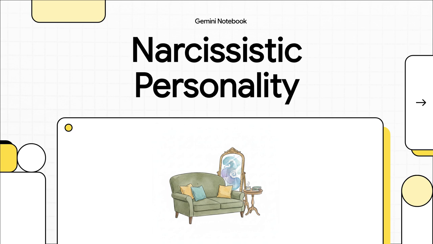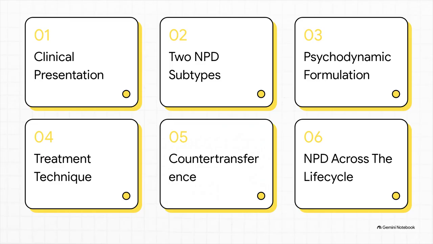If you have ever felt completely depleted, bored out of your mind, or outright enraged after a 50-minute hour with a patient, you are absolutely in the right place. Here is our roadmap for today's session. We'll start by recognizing the clinical presentation, then break down the oblivious versus hypervigilant subtypes. After that, we'll dive into the psychodynamic formulations of Kohut and Kernberg, figure out how to actually select a treatment technique, talk about surviving the countertransference crucible, and wrap up with how NPD looks across the life cycle. All right, let's jump in.